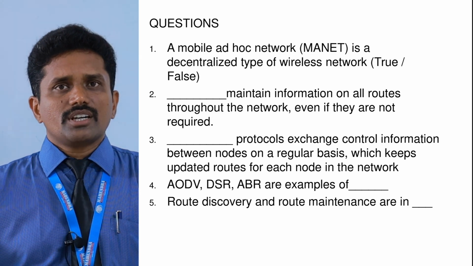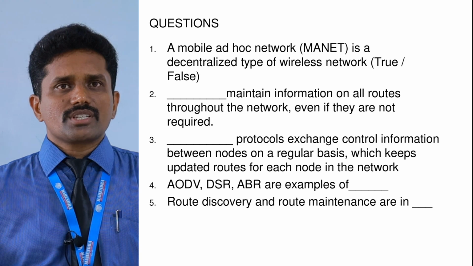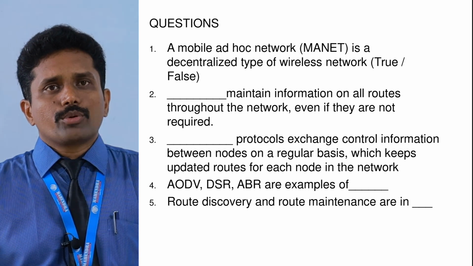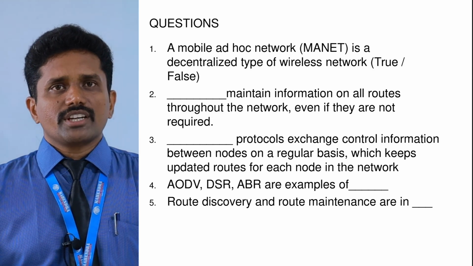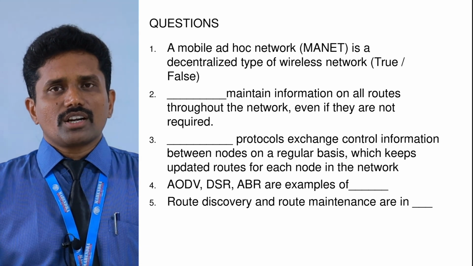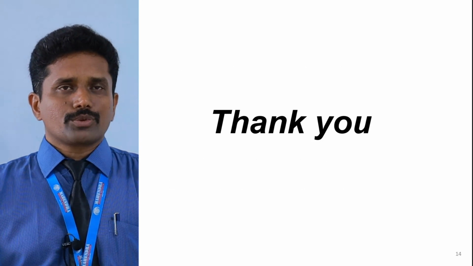The third question: which protocols exchange control information between the nodes on a regular basis, keeping updated information of each node in the network? Again this is proactive, because it will always be maintaining the information by exchanging it on a regular basis. AODV, DSR, and ABR are examples of reactive protocols, and route discovery and route maintenance are in reactive type of protocols.